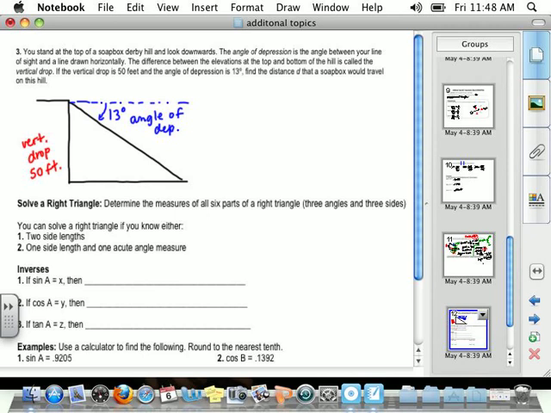Okay, so Isabella, you were right. What were you saying that you were trying to do? Yeah, this is a right angle up here. So if this one's 13 degrees, you can find the angle right here, which is 77 degrees. Good. Okay. It says, find the distance D that a soapbox would travel on this hill.